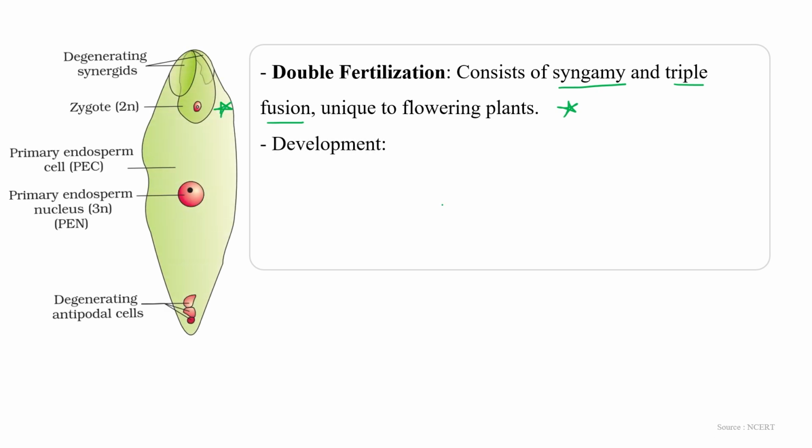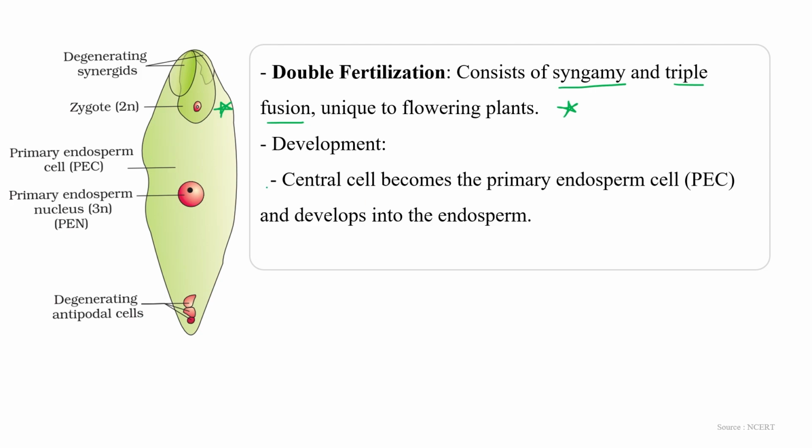Clear? Now development, the center part, this one is the center part, right? The central cell converts into the primary endosperm cell, PEC. This is known as PEC, primary endosperm cell, the central cell, and it develops into the endosperm. And this is the zygote. The zygote develops into the embryo.